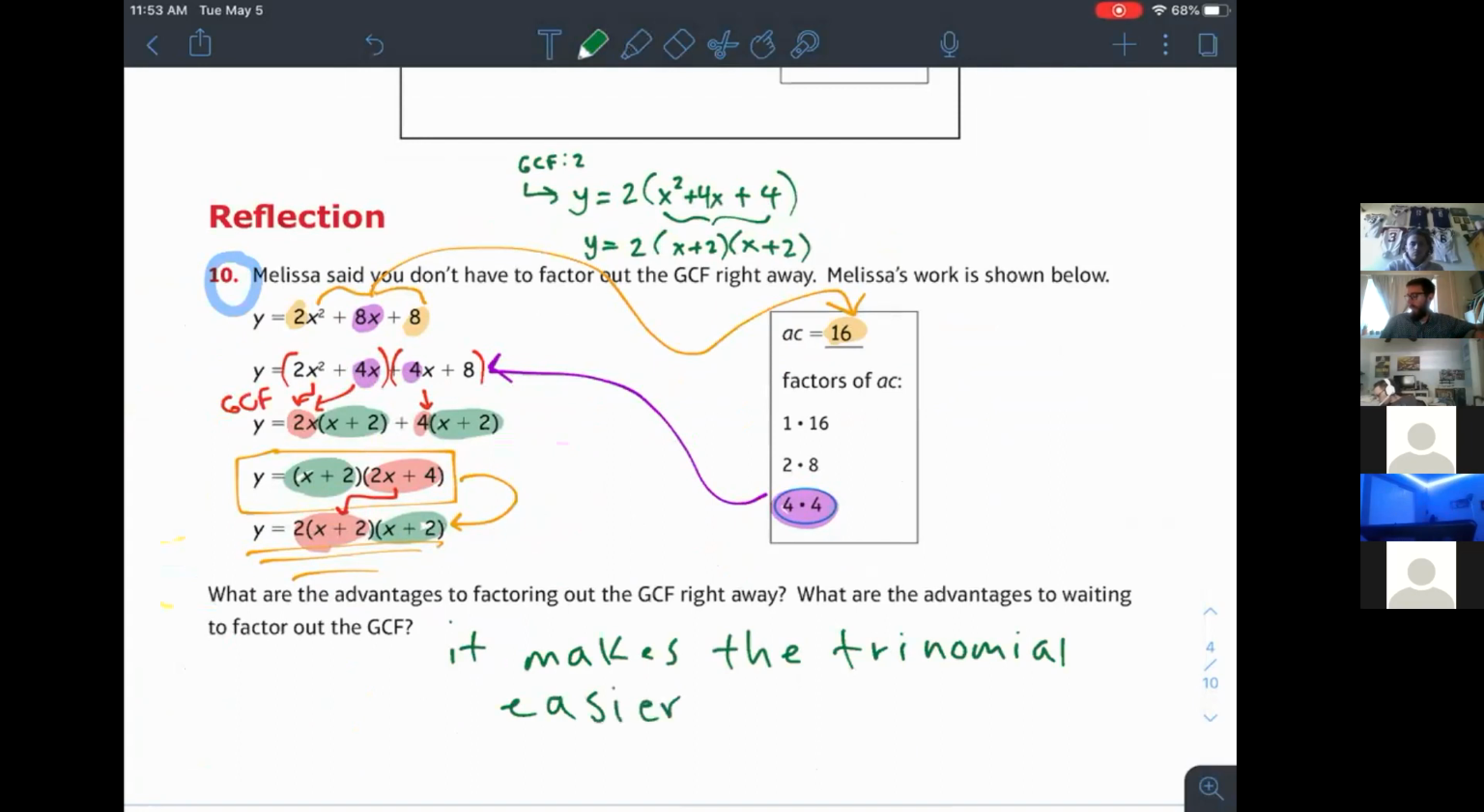That's really the only advantage, but you could still totally do it without that.